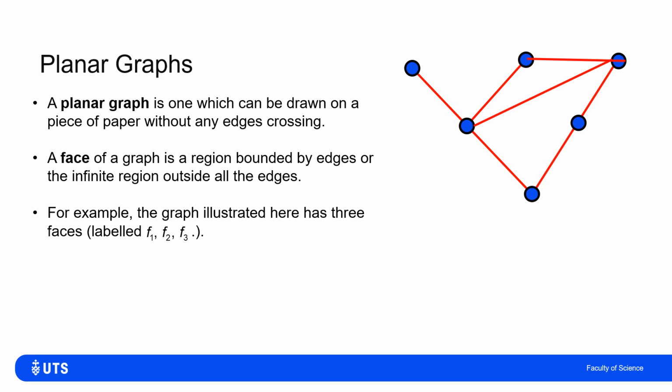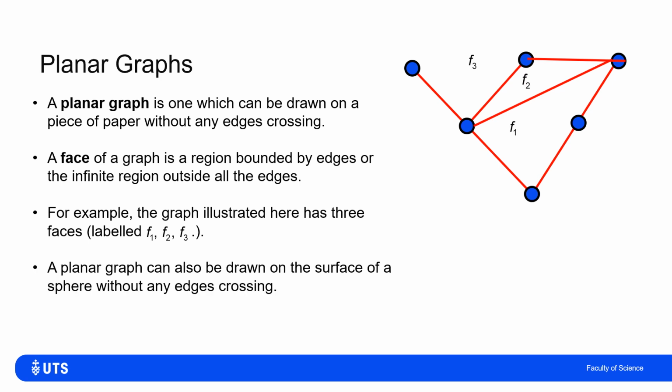The three faces here, I can label them as F1, which is the lower one, I suppose a quadrilateral, but it looks a bit like a triangle, but it's got 4 nodes. F2, which is definitely a triangle, and then F3, which is just the area outside of those 2 bounded regions.